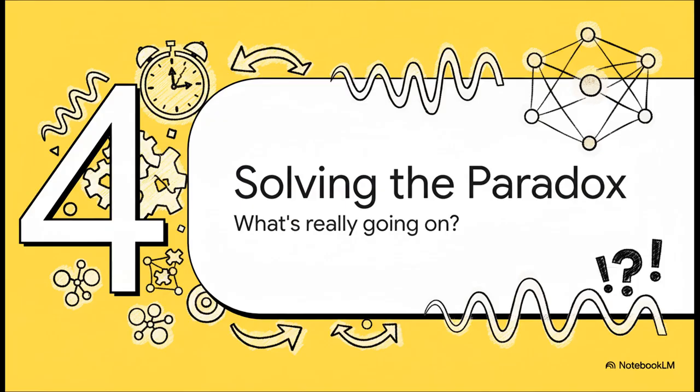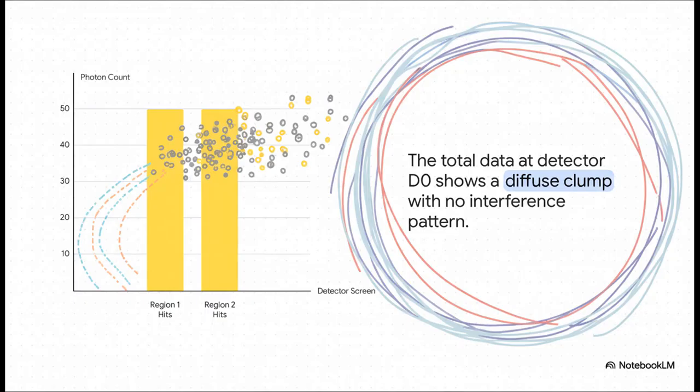But understanding why not is what reveals the true, subtle, and frankly much cooler nature of quantum mechanics. So let's solve this paradox. Here it is. This is the single most important clue to cracking the whole case. If you just look at the main screen where all the signal photons land, and you look at all of them together, you see nothing, just a big, diffuse clump. There is no interference pattern here at all.